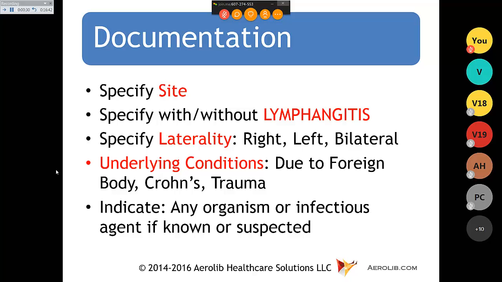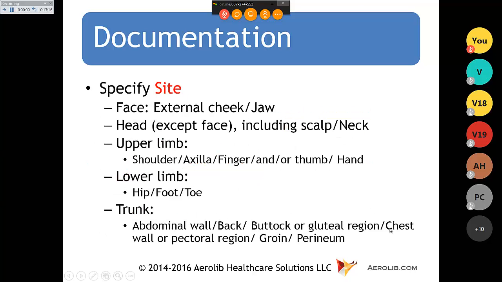Now, underlying conditions: is there foreign body, Crohn's disease, trauma? Indicate organisms or infectious agents if they're known or if they're suspected. So if a patient has a history of MRSA cellulitis and now presents with same site, same segment cellulitis, you will not be penalized or wrong in assuming that this may be a reoccurrence of MRSA cellulitis with possible MRSA osteomyelitis. So that's where the thought process needs to come in when you're making your progress notes.